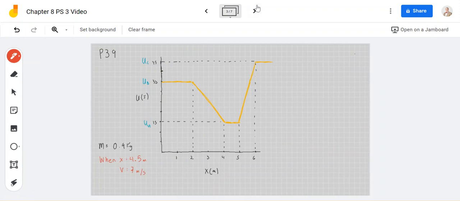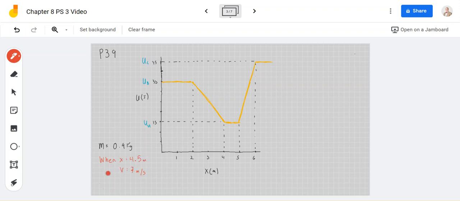39, another problem similar to the last one. So we have a graph. It says, if the particle can reach 1, what is its speed when it gets there? So again, the energy is going to be conserved. So what we're going to start with is this down here. It says that the mass is 0.9. When the position is 4.5, the speed is 7.